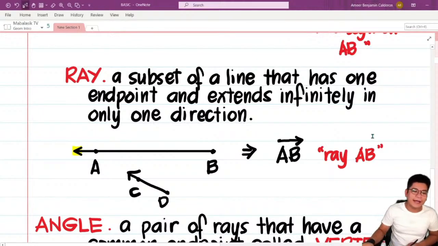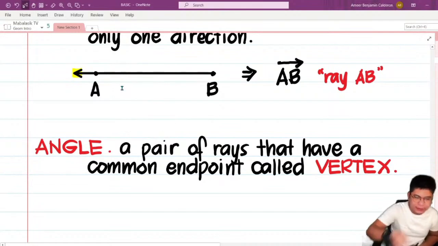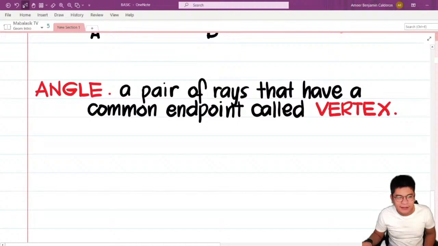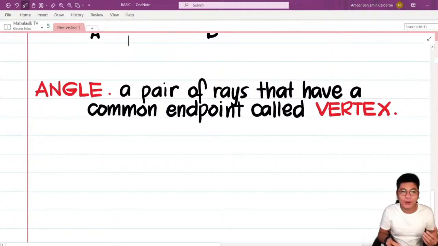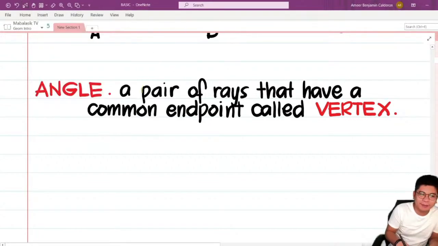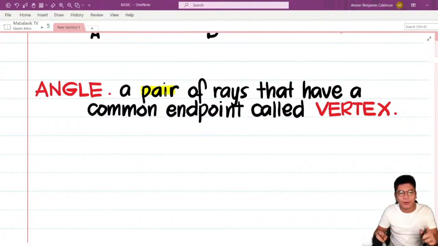Next term, angle. So an angle, I'll just erase this, okay? So an angle is a pair of rays that have a common endpoint called vertex. What we want to notice is that it is a pair. Kapag pair, ilan? Dalawa. So meron tayong dalawang ray, pero may common endpoint. Ang tawag daw doon, vertex.